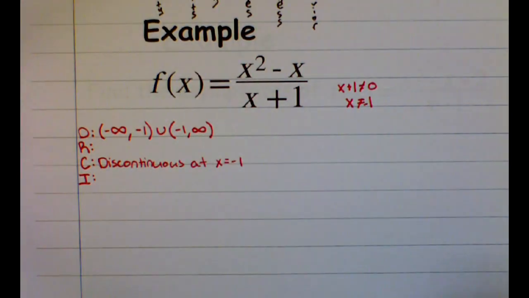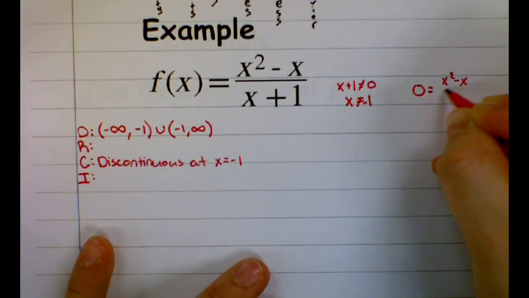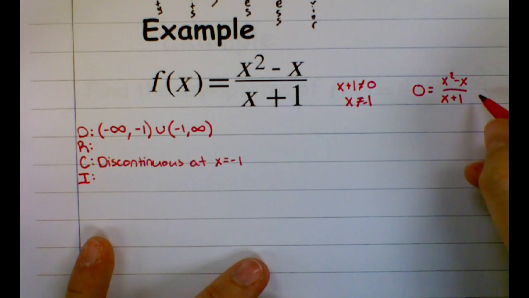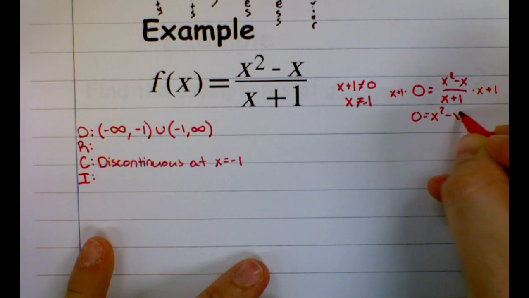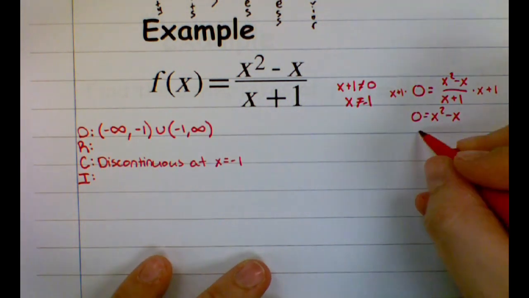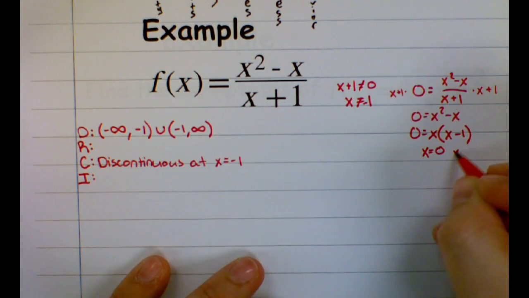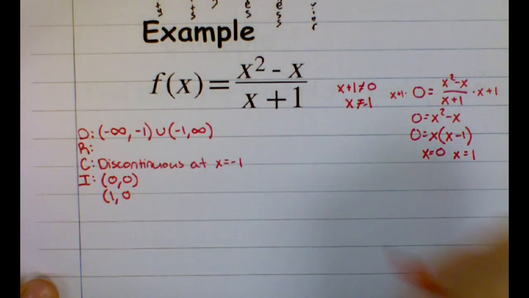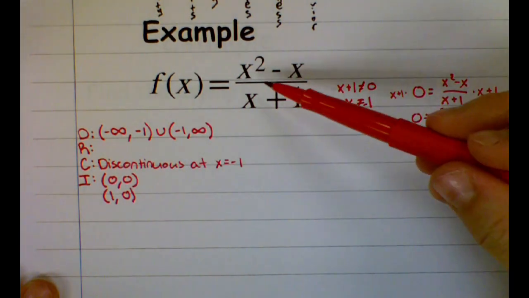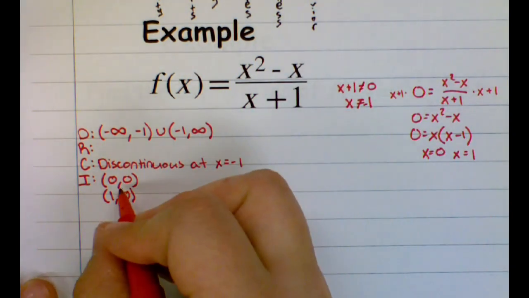I, intercepts. For the x-intercepts, we set the function equal to 0. So if I set 0 equals x squared minus x over x plus 1. Well, if I multiply x plus 1 over, look at that, 0 equals x squared minus x. All right, we basically just set the numerator equal to 0. We factor it, I get x times x minus 1, so I get x equals 0 and x equals 1. So my x-intercepts are 0, 0, and 1, 0. My y-intercept, if I plug in 0 for x, I get 0 minus 0, which is 0, over 1, which is 0. We already said that one, 0, 0.